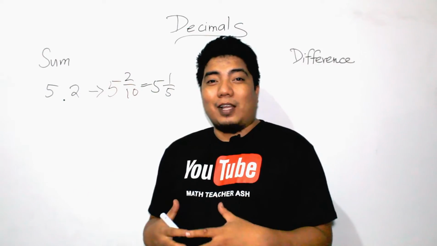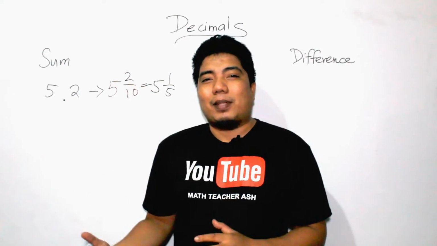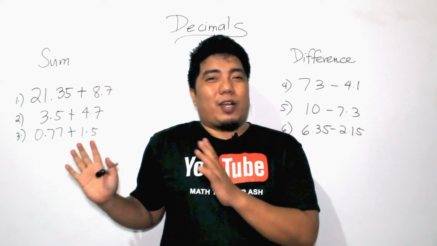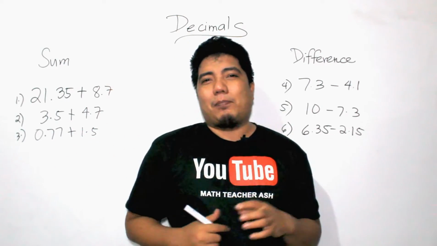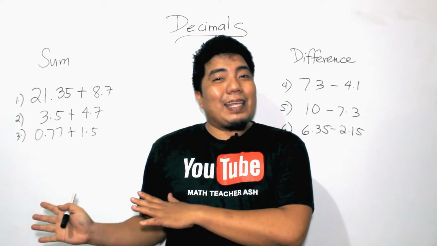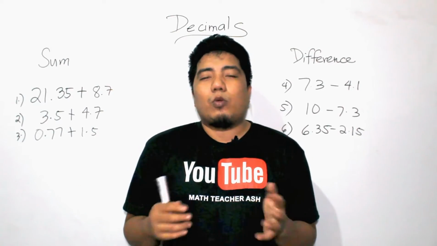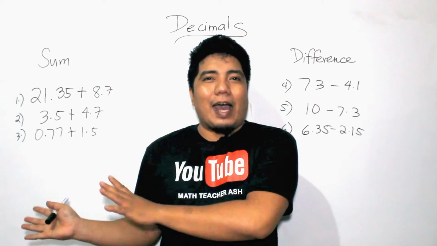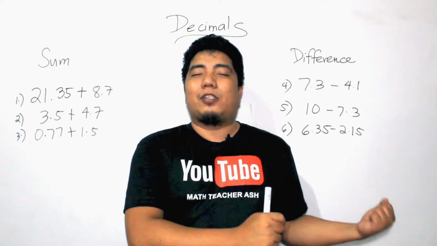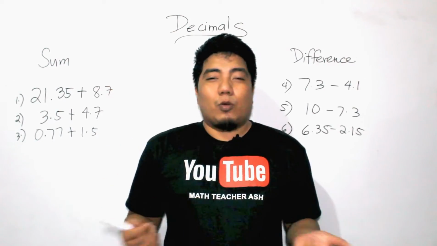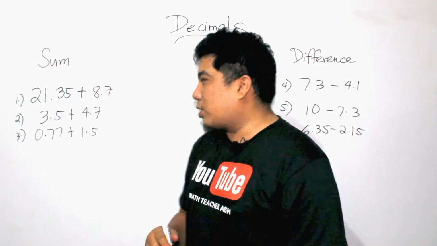Now, let's go to the topic, how to add and subtract decimals. Okay, math learners, we have here 3 examples for adding decimals and 3 examples for subtracting decimals. Remember that in adding and subtracting decimals, the rules are the same. When you add decimals, you just add. When you are subtracting decimals, you just subtract. But how you add and how you subtract, the rules are the same.